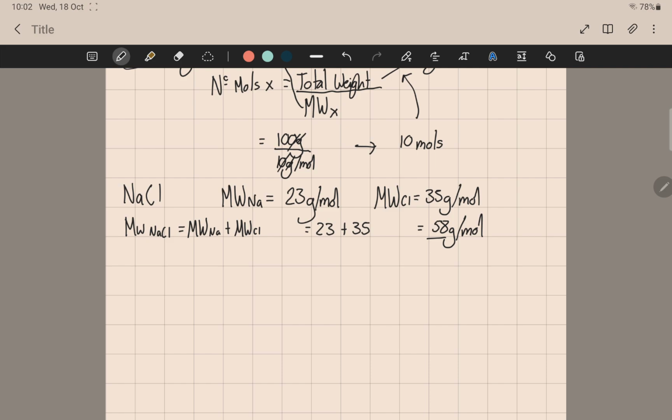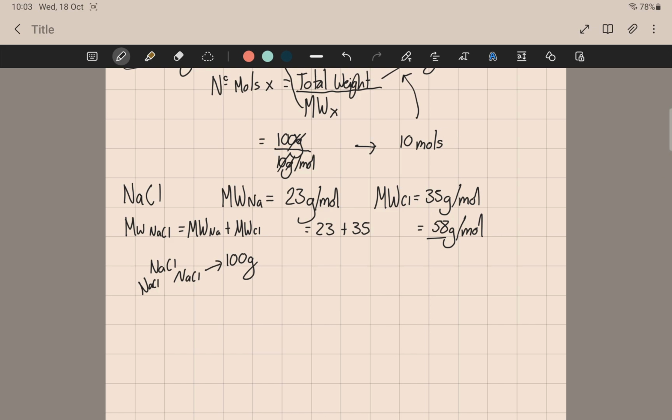Now, let's say we have a pile of sodium chloride, so just like our jelly beans, just like our substance X, all right, we have a whole pile of sodium chloride, or a whole pile of salt, and we know that our pile weighs 100 grams. Now we need to know how many moles of sodium chloride are in that pile.